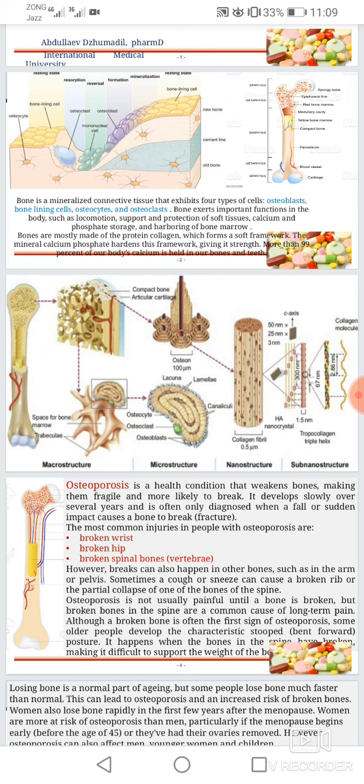to break. So we know that bone is a mineralized connective tissue that exhibits four types of cells, which are osteoblasts, bone lining cells, osteocytes, and osteoclasts. Bone exerts important functions in the body such as locomotion, support and protection of soft tissues, calcium and phosphate storage, and harboring of bone marrow. Bones are mostly made of protein collagen, which forms a framework. The mineral calcium phosphate hardens this framework, giving it strength. More than 99% of our body's calcium is held in our bones and teeth.